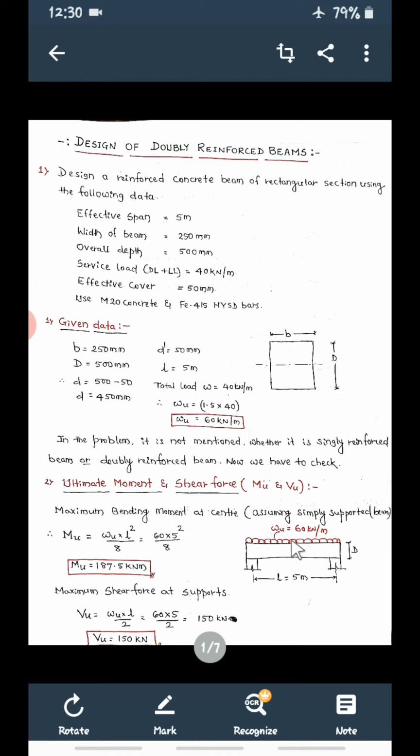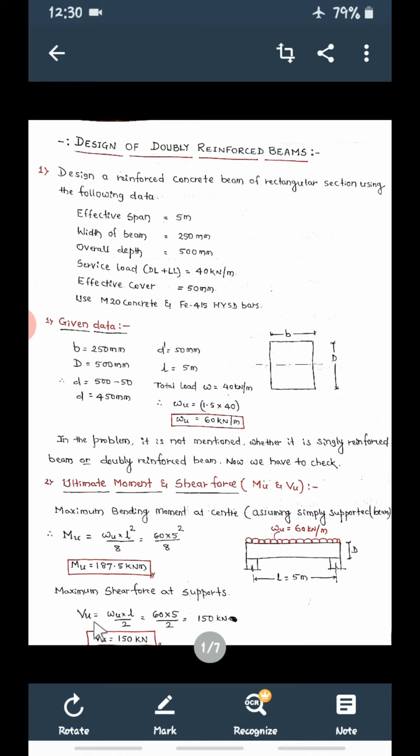What you have is WU. So this is a UDL acting on the beam. Now as you know, for a simply supported beam with UDL, what is the maximum bending moment at the center? The beam is going to bend like this. The maximum bending moment will be at the center. So Mu, maximum bending moment, is equal to WU L square by 8. WU is 60 into effective span, L square, divided by 8. So therefore Mu is equal to 187.5 kilonewton meter. This is the maximum bending moment for this load.